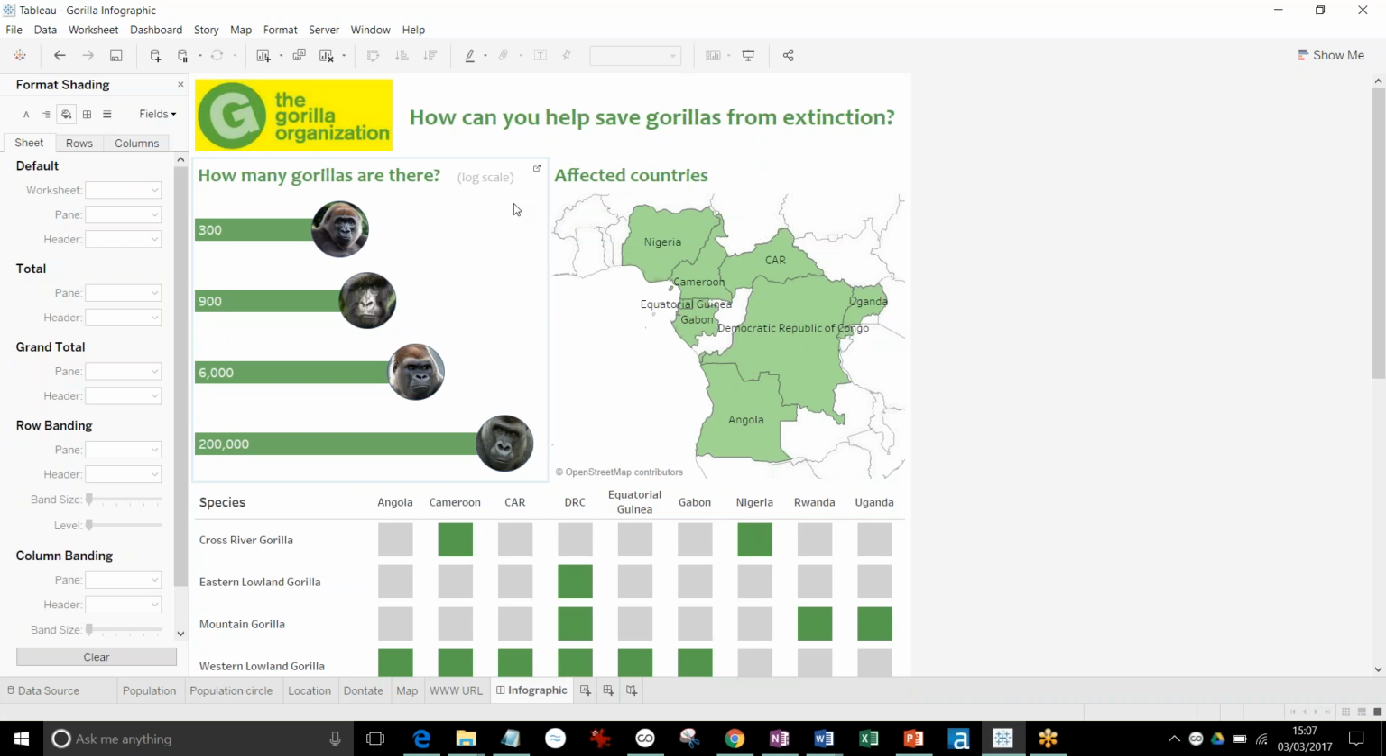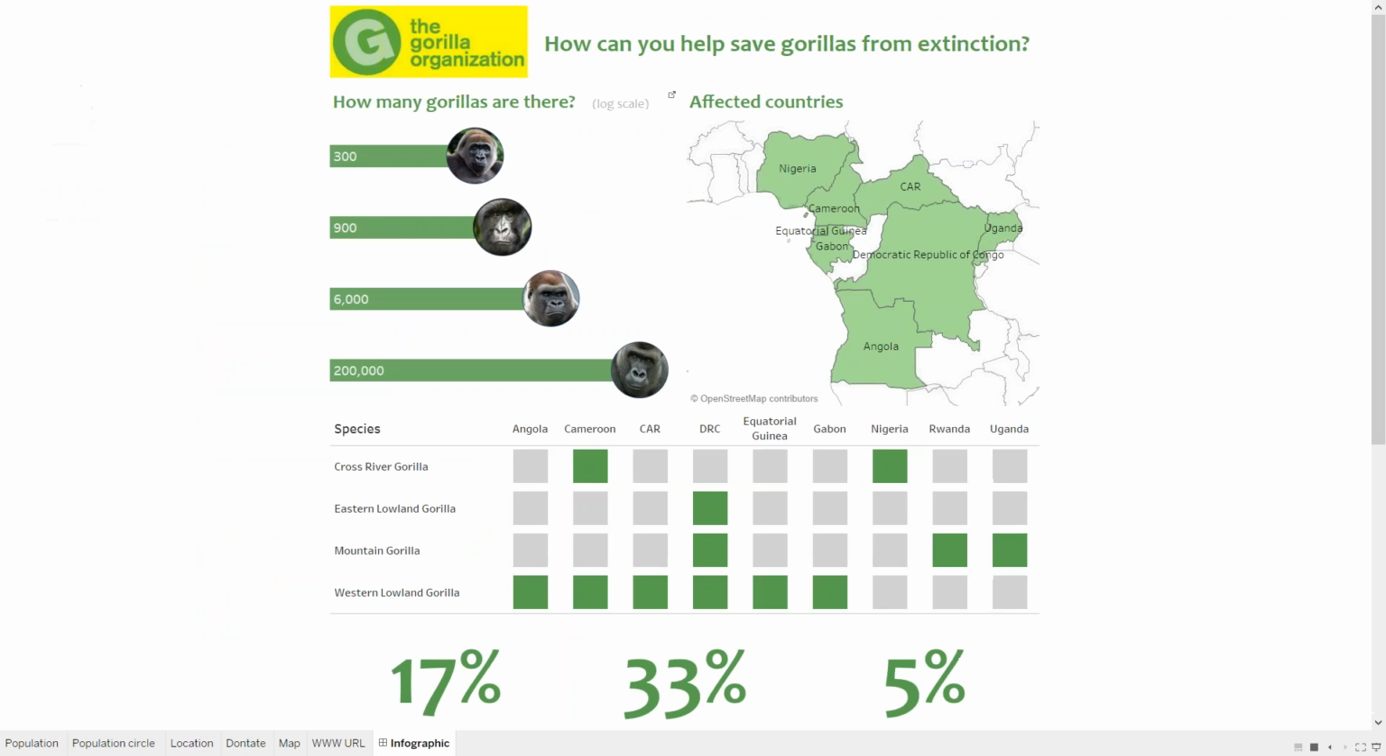So then we have to all put together an infographic. So the one I worked on here, so we all were given or had to pick a charity, and for those in the room, you can see some list of charities on the board there. So the one I picked was for the gorilla organization.